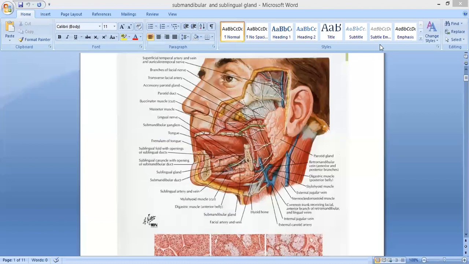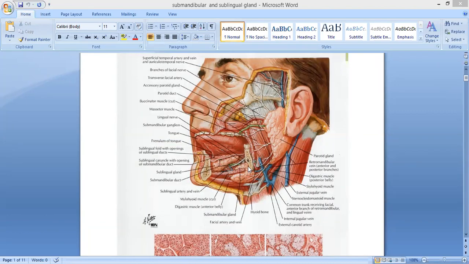You can see the submandibular gland. It is a mixed type of gland, and it means that it is going to produce both serous and mucous secretions, right? So it's a large salivary gland, although it is smaller than the parotid. Rather, you can see it's medium sized, just about the size of a walnut, right?